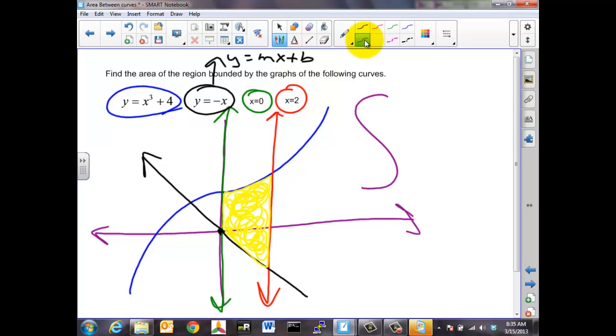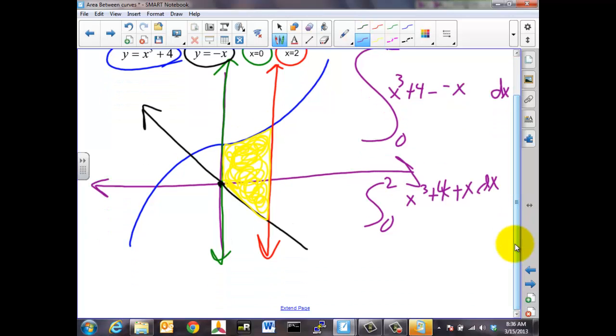We're going to integrate. What are our limits of integration? 0 and 2. So we're integrating with respect to x. Top, what's the top function? x cubed plus 4. Minus, what's the bottom function? Minus negative x. You have to be careful with that, okay? Minus negative x. All right, so again, this is a simple integration once we get here. The integral of x cubed plus 4 plus x dx, and now integrated: x to the 4th over 4 plus 4x plus x squared over 2, evaluated at 0 and 2.